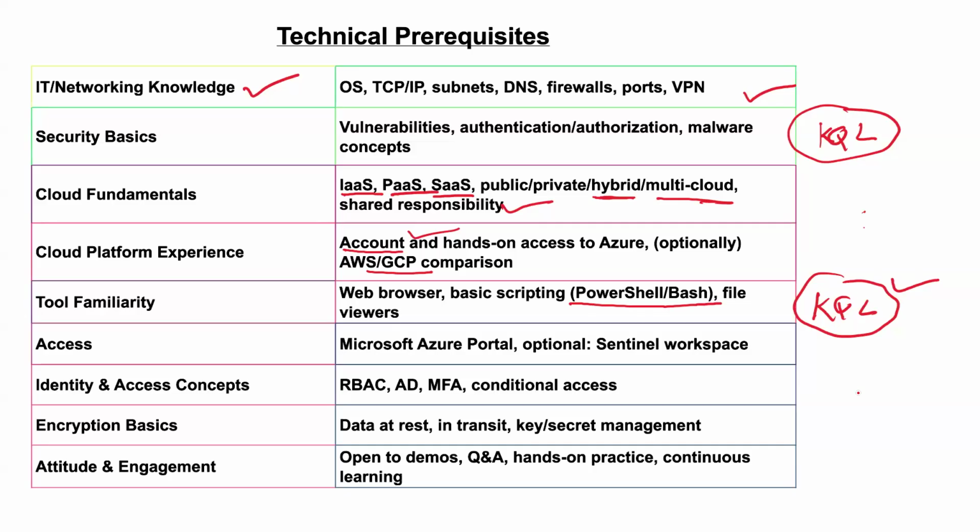Then we have our RBAC roles. These are the roles we will be creating according to the users. We have AD, Active Directory, MFA, which is multi-factor authentication, whether a person is okay to come into the particular environment or not. This is conditional access. We will be looking at all these terms.